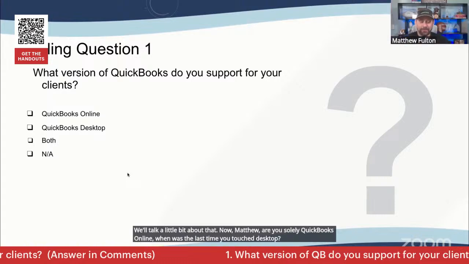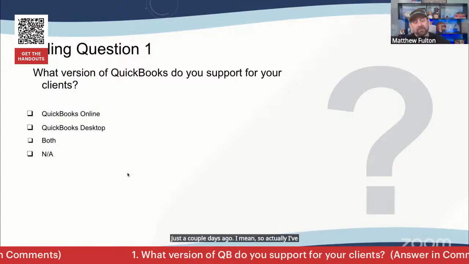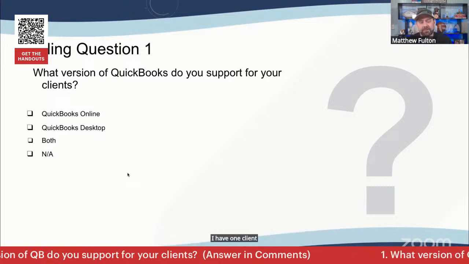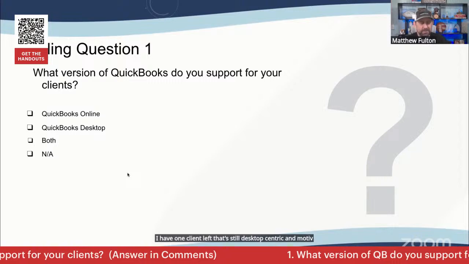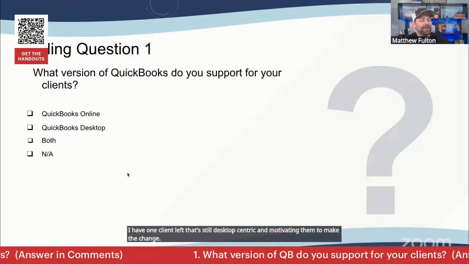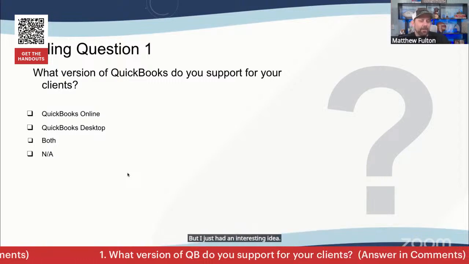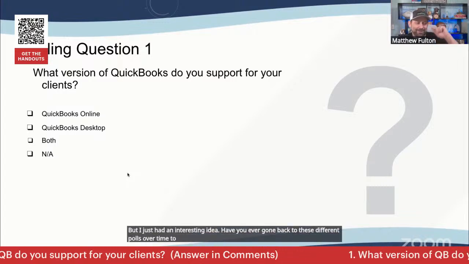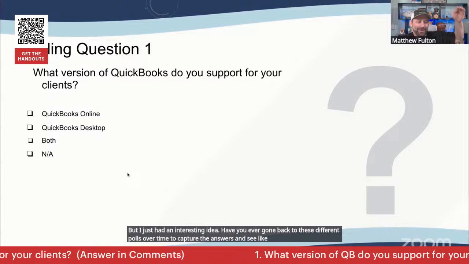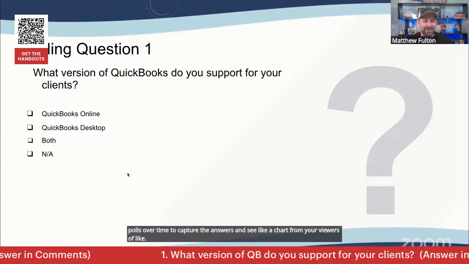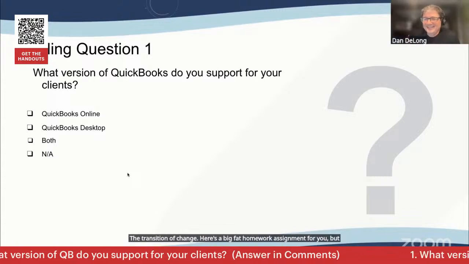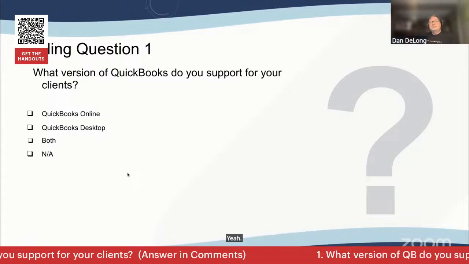Just a couple days ago. I've actually been doing a lot of migrations from desktop to online. I have one client left that's still desktop centric and I'm motivating them to make the change. But I just had an interesting idea. Have you ever gone back to these different polls over time to capture the answers and see like a chart from your viewers of the transition of change? Here's a big fat homework assignment for you, but yeah, that'd be interesting, right? Yeah, I should do that.